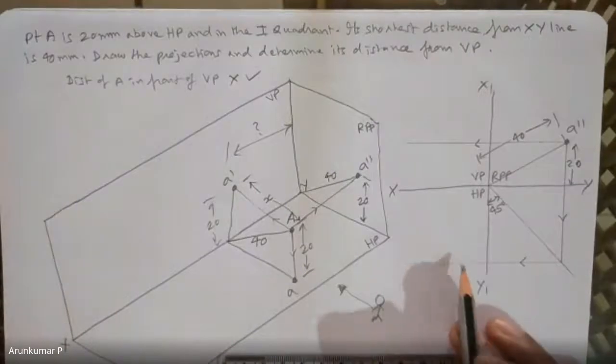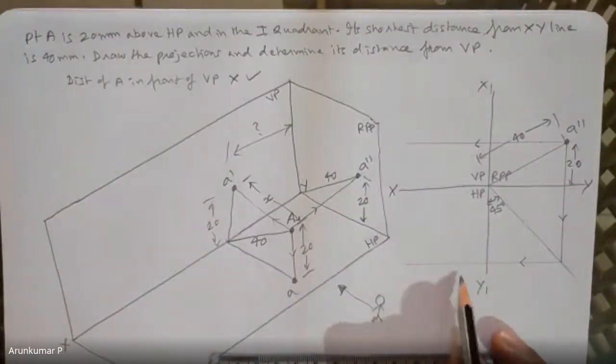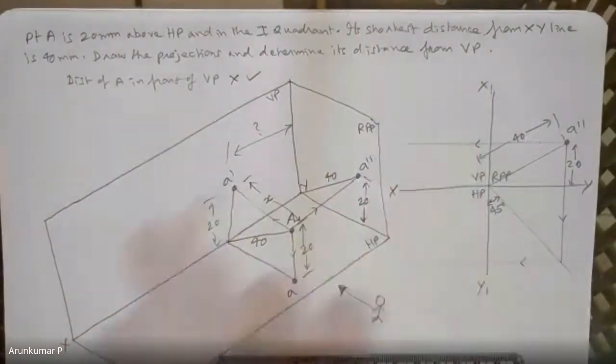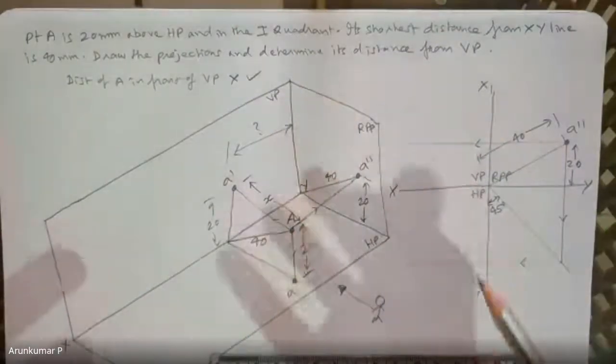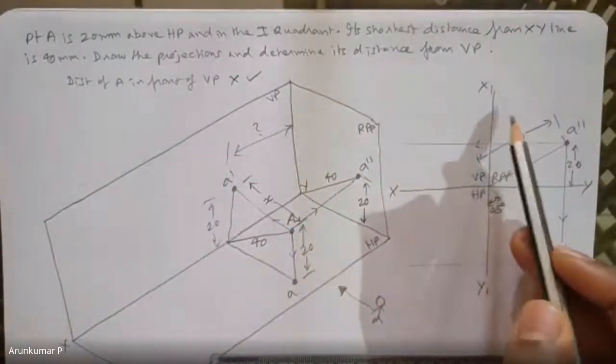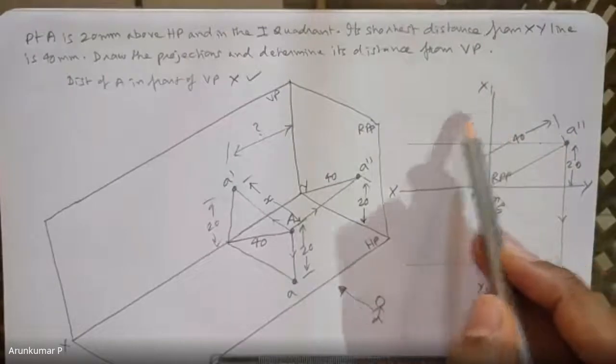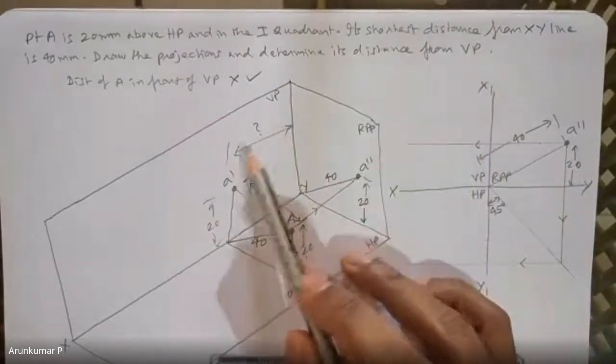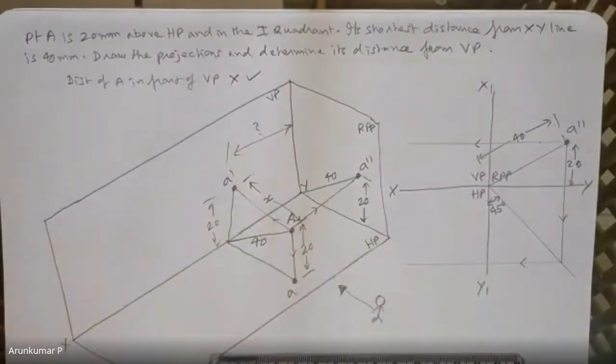Fine. So somewhere on this line I'm going to get the top view, and somewhere on this line I'm going to get the front view. But where? Do I know the distance of the point from the RPP? Do I know this distance? No, sir. It's not given. So then how to solve this problem?